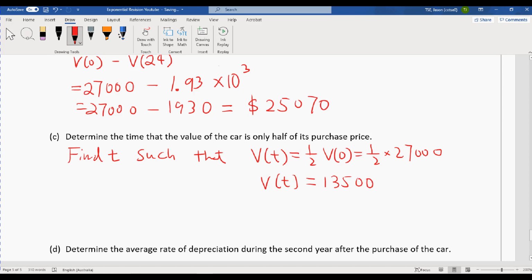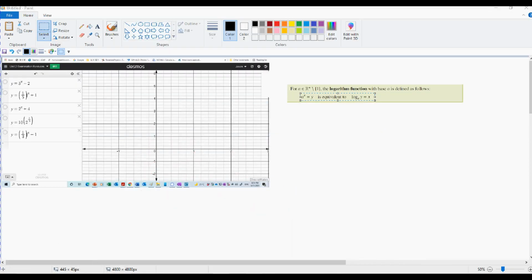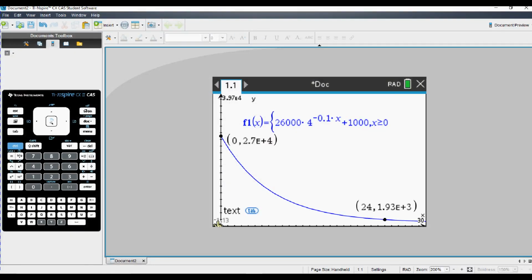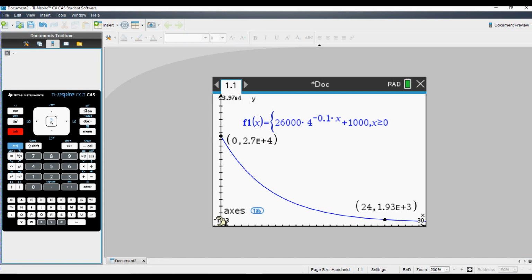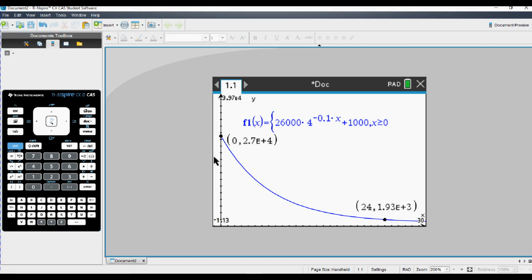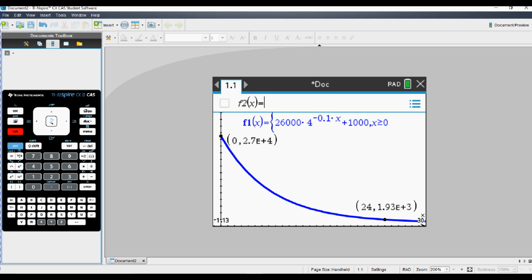Okay, how could we find t? Again, you can go to the calculator to solve this. So in your calculator, what I'm going to do is I need to sketch a horizontal line. Okay, I need to get f2 x, which equals 13500. So let's go back to our calculator. I'm going to create another graph. So when you tap, you see F2.